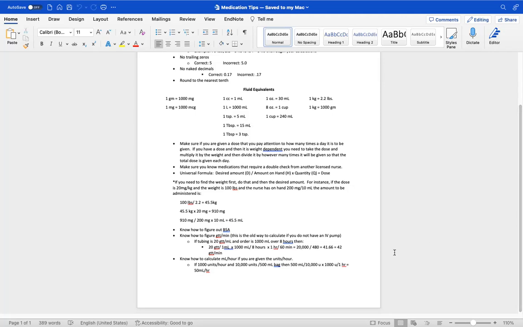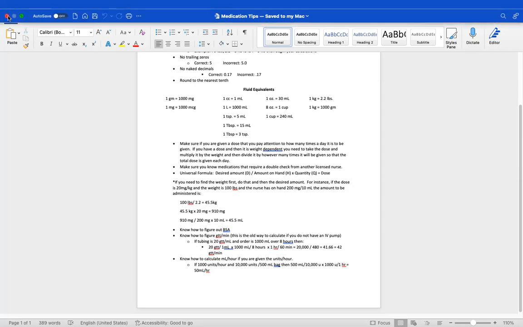If you guys forget what you're looking for, be sure to highlight or circle that in the question and look at what they're giving you. So for instance, we have 1,000 units per hour and 10,000 units per 500 mL bag. So then we're going to take that 500 mLs over the 10,000 units and then multiply that by 10,000 units per 1 hour. That's going to give us 50 mLs per hour.